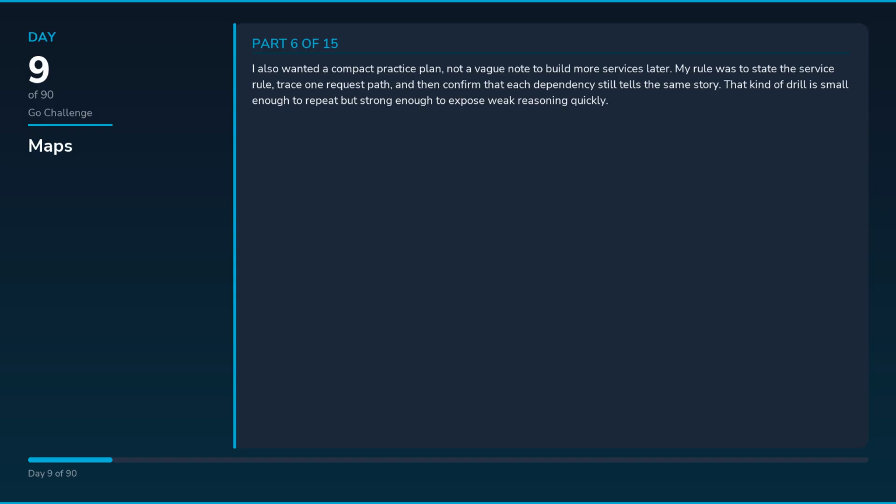I also wanted a compact practice plan, not a vague note to build more services later. My rule was to state the service rule, trace one request path, and then confirm that each dependency still tells the same story. That kind of drill is small enough to repeat but strong enough to expose weak reasoning quickly. What helped most is that maps now feels like a repeatable engineering decision. If the load pattern changes or another service gets involved, I still know what question to ask first.